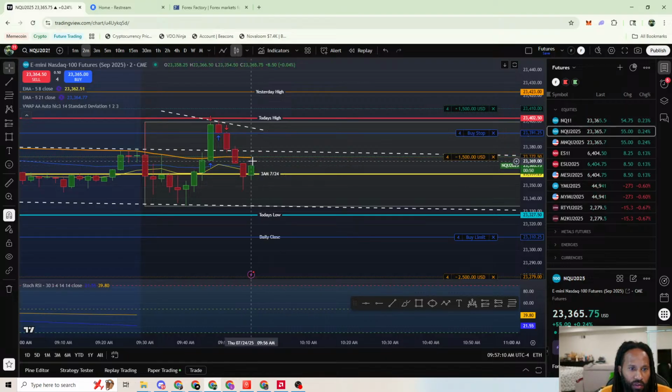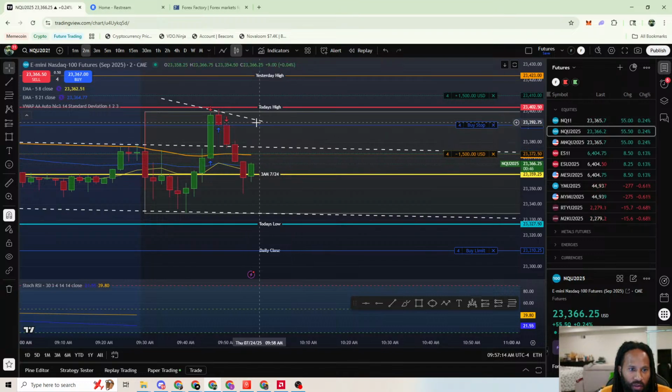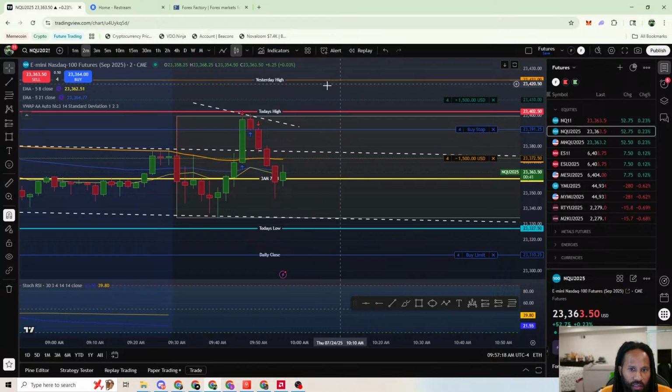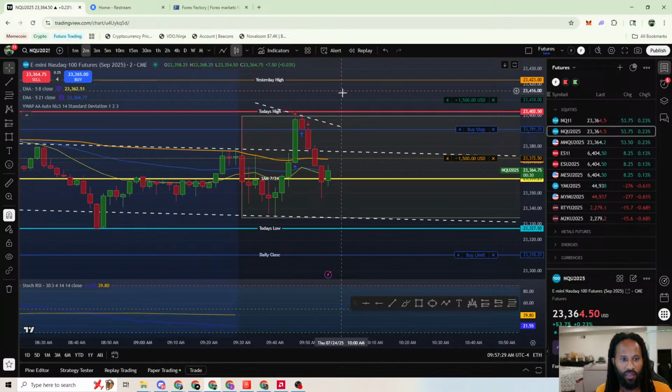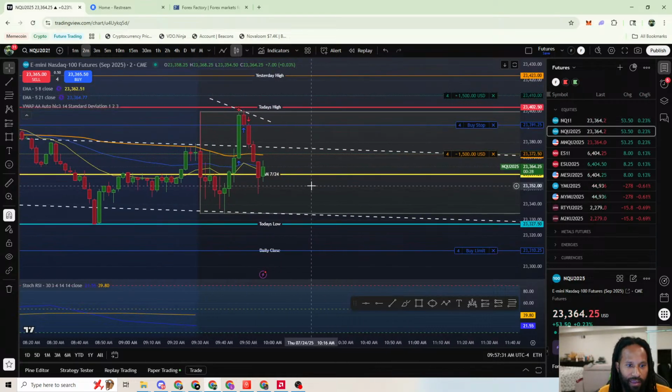It is below the VWAP, but let's see if it breaks. If it breaks that VWAP and goes up, I think we got a good chance of it busting through today's high and cleaning up. So yeah, let's see what plays out. You gotta play the waiting game.